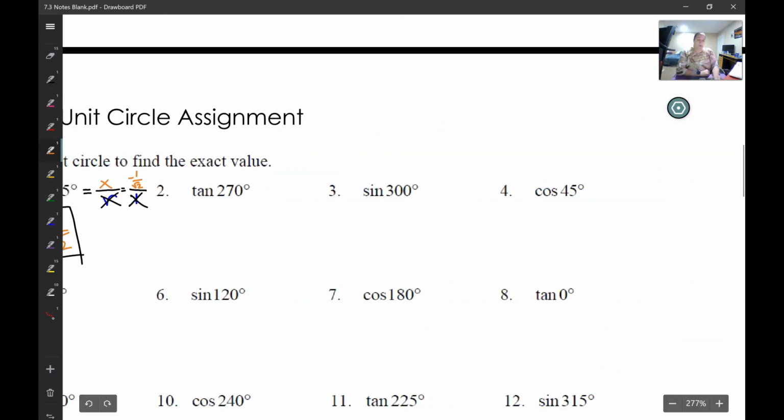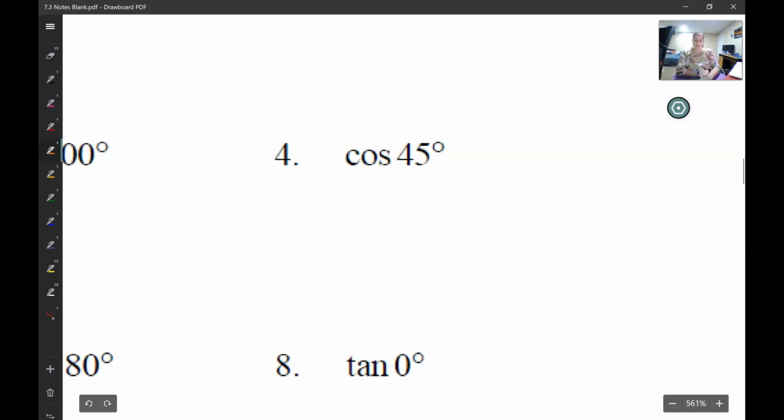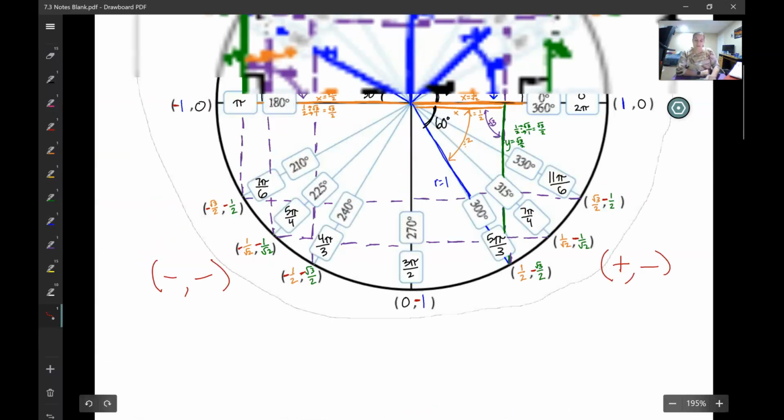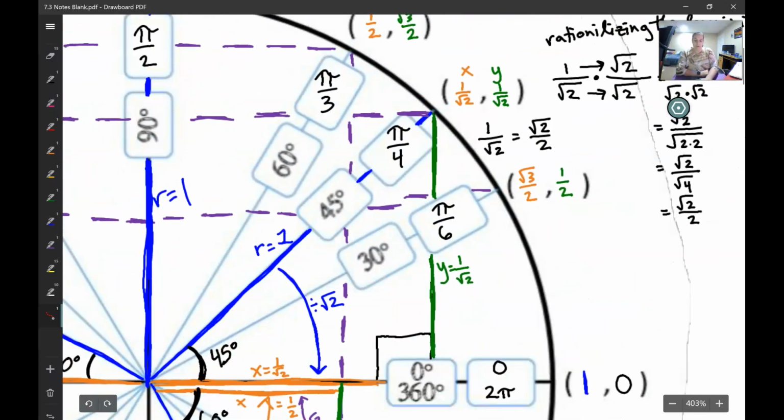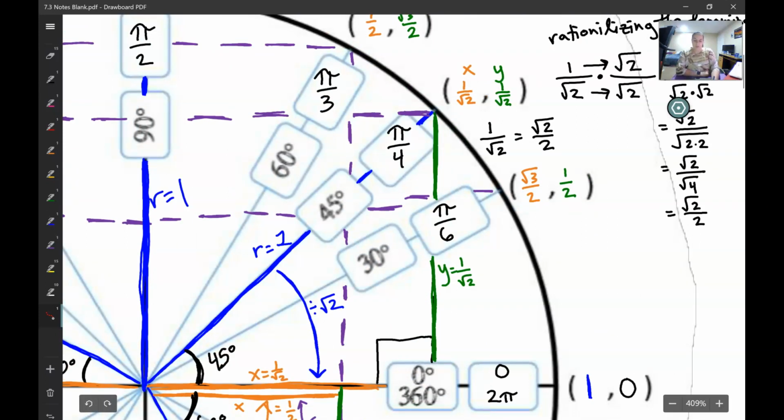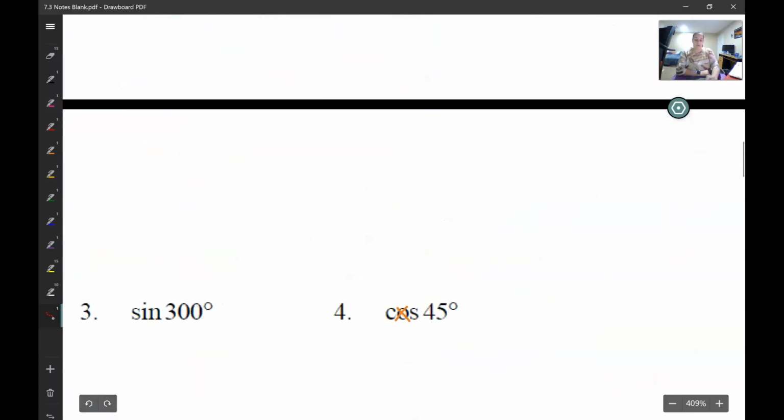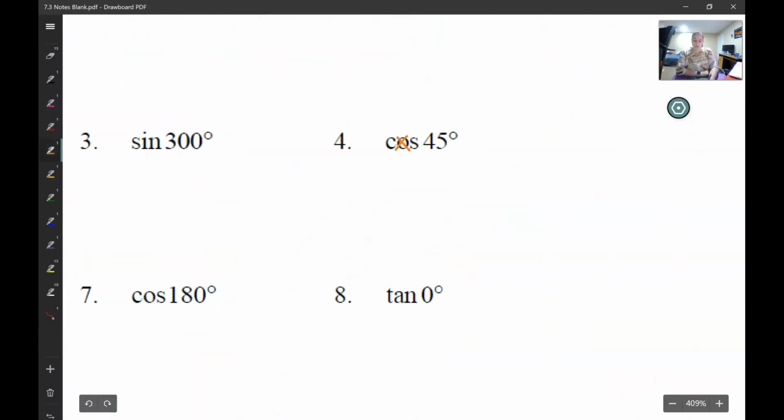Let's look at number 4. This one says cosine of 45. Well, I know cosine is my x value. So I'm going to go to 45 degrees on my unit circle and find the x value. And that's going to be my answer. So let's go up here, 45 degrees. There's my x value on my 45 degrees, 1 over root 2. So that is going to be my answer.